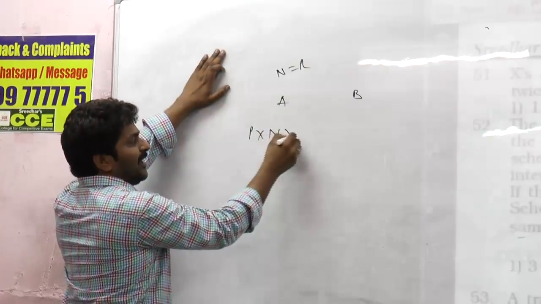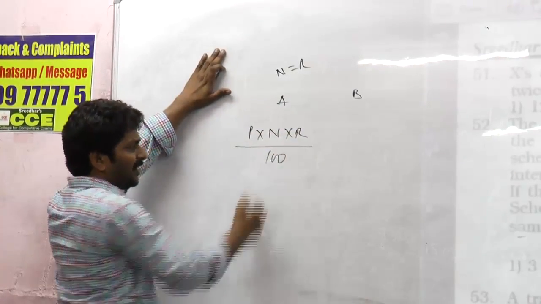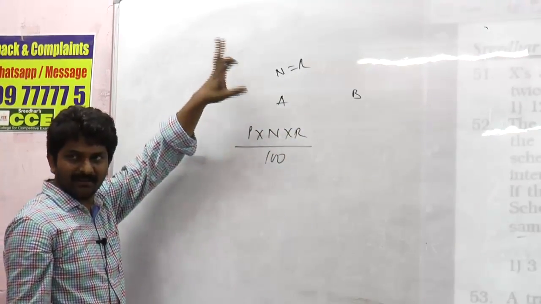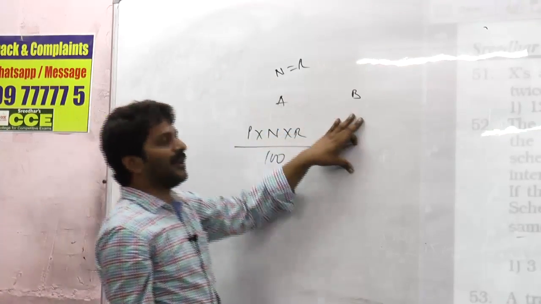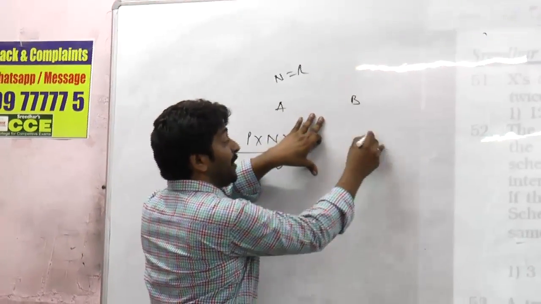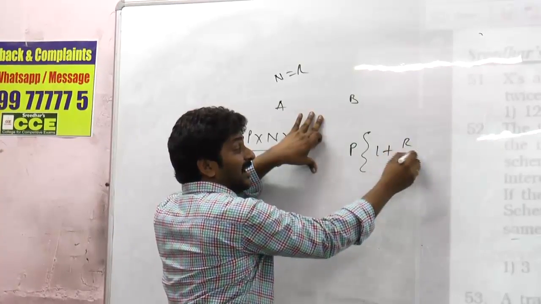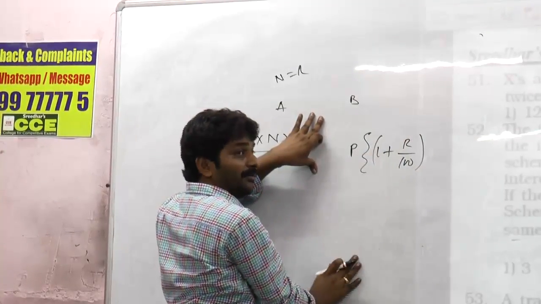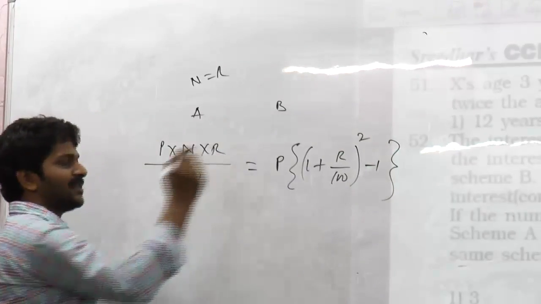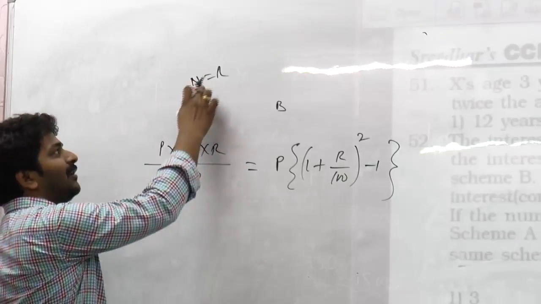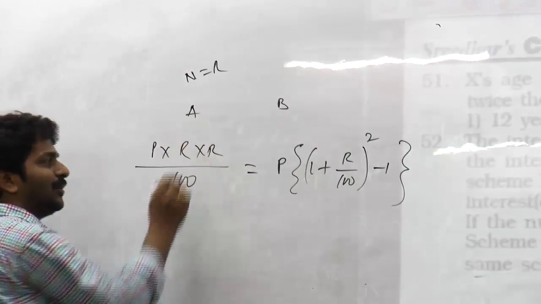P n r by 100. You can change variables later, keep it aside. Compound interest in scheme B becomes P of (1 plus r by 100) to the power of 2 minus 1. These two are same. And n value is equal to r value, this side. n is equal to r.